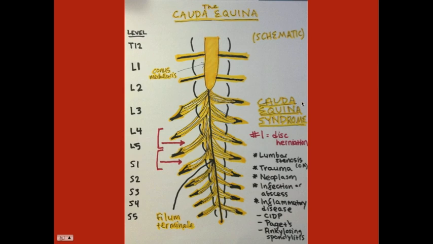What can cause Cauda equina syndrome? The number one cause is disc herniation. Other things: lumbar spinal stenosis, trauma, neoplasm, infection or abscess, inflammatory disease, chronic inflammatory demyelinating polyneuropathy, Paget's disease, and ankylosing spondylitis.